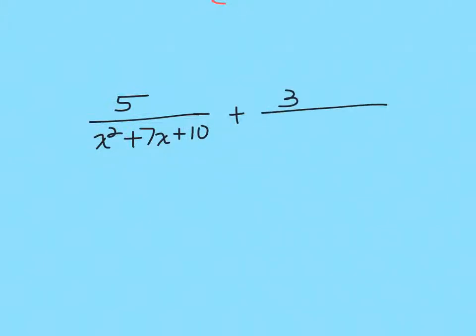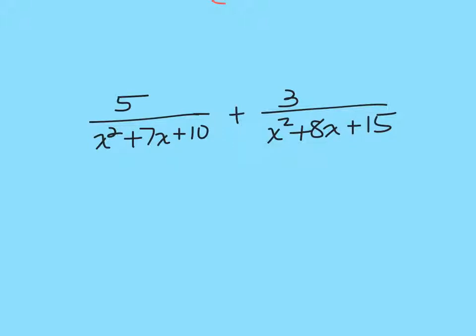Let's say we had 5 over x squared plus 7x plus 10 plus 3 over x squared plus 8x plus 15, which is an add problem. So is an add problem a cancel problem or a common denominator problem? Are you okay? It's common denominator.